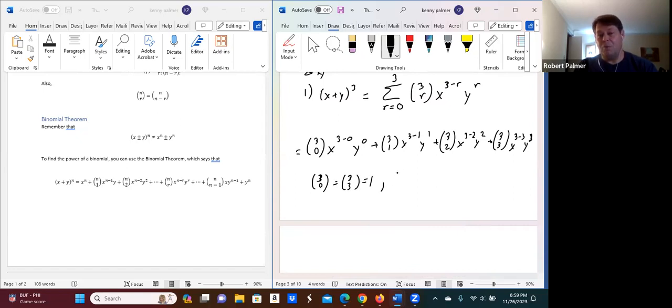Let's do 3 over 1. Okay, so remember how that works. It's going to be 3 factorial over 1 factorial times 3 minus 1 factorial. It's going to be 3 factorial over 1 factorial times 2 factorial. That's going to be 6 over 1 times 2, which is 3.